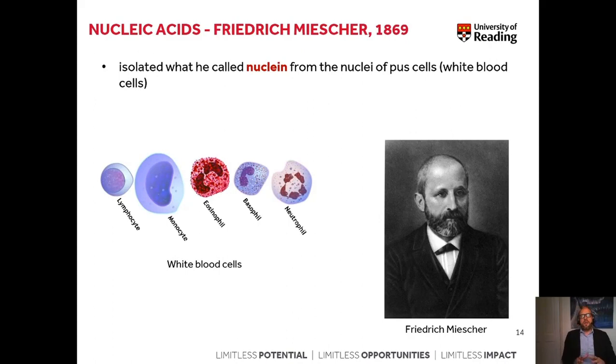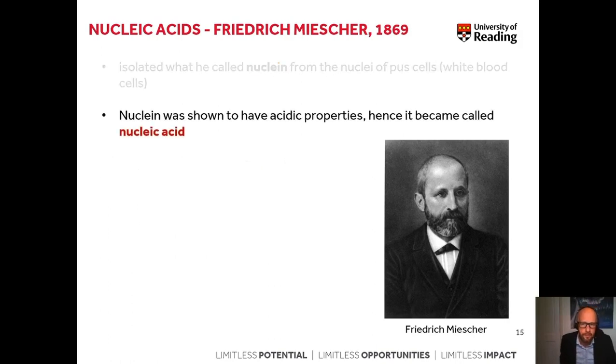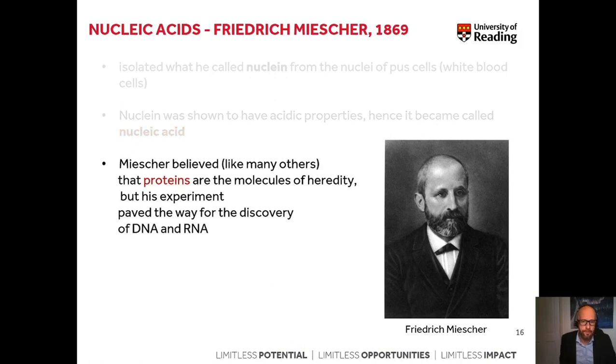He isolated what he called nuclein from the nucleus of pus cells, and he didn't know it back then, but he was basically isolating white blood cells, and in contrast to red blood cells and platelets, those cells actually do contain a nucleus and nucleic acids. He was able to demonstrate that nuclein had acidic properties, hence it became called nucleic acid.